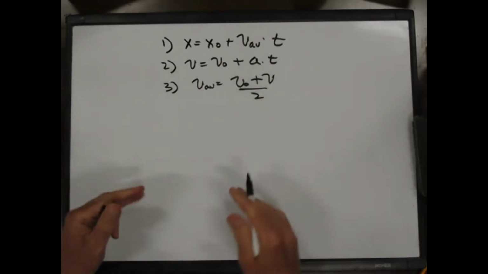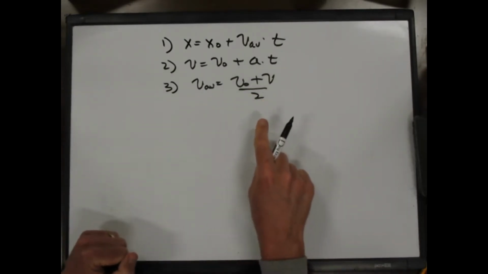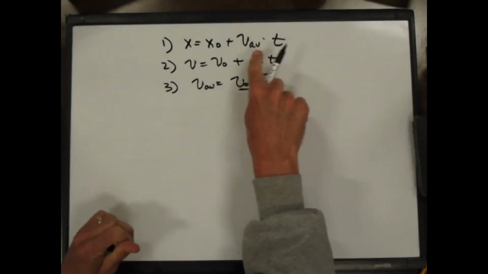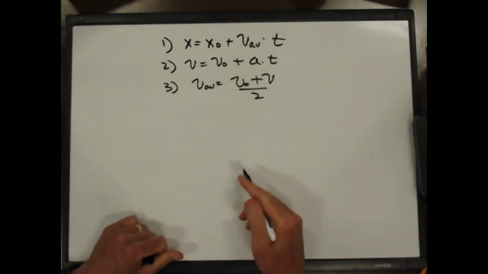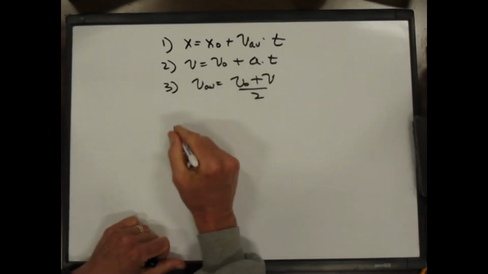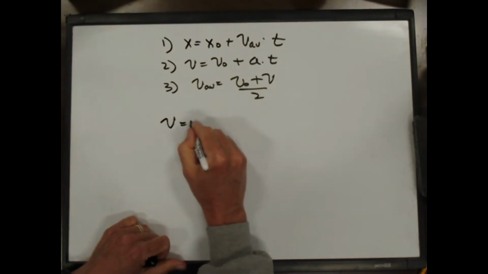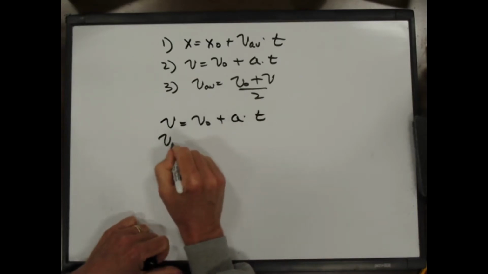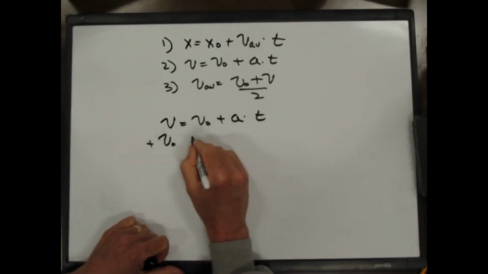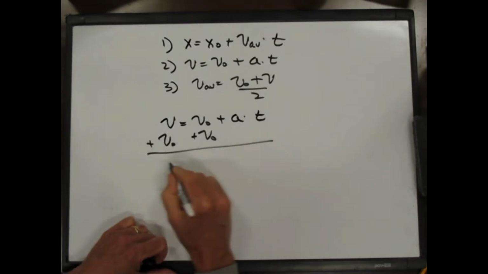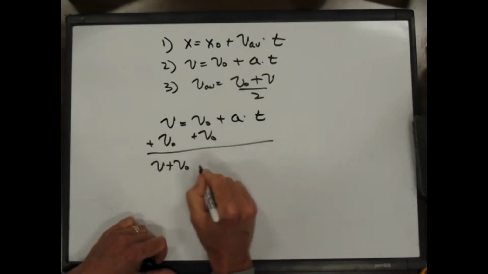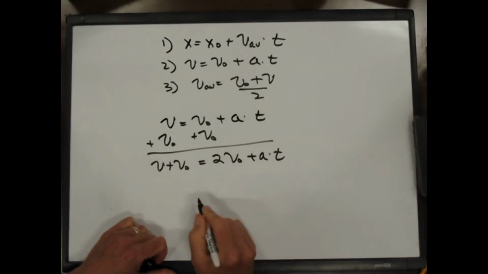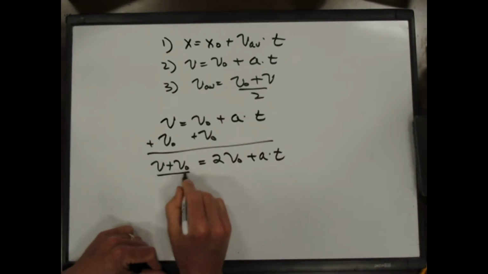And so I'm going to develop two more equations that are going to allow us to do problems like the last problem in one step. And so I'm going to start with this equation. For the first one, I'm going to say, look, V equals V naught plus the acceleration times the time. And I'm going to add V naught to both sides. So I'm going to say plus V naught. And this becomes V plus V naught equals 2V naught plus the acceleration times the time. And then I'm going to divide both sides by 2.